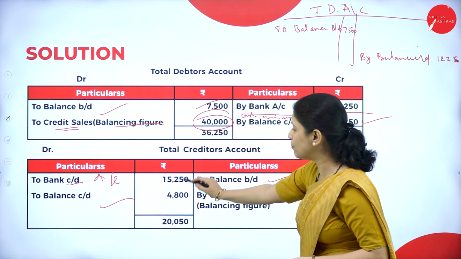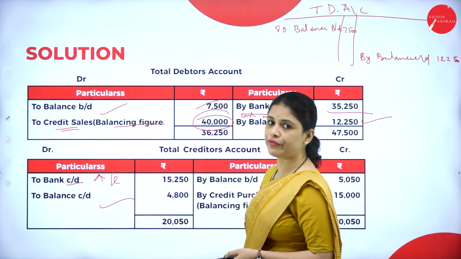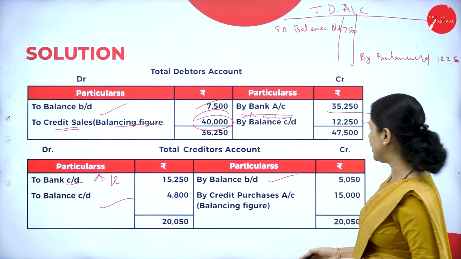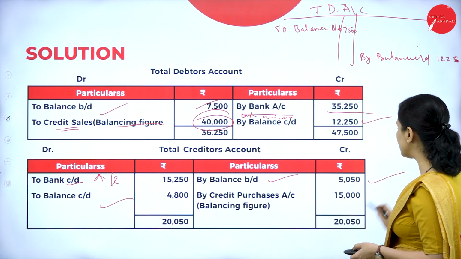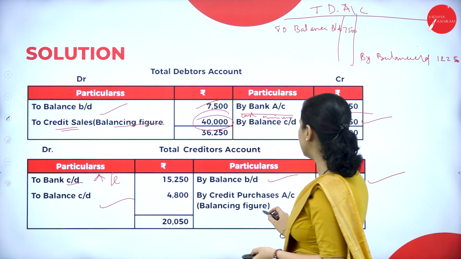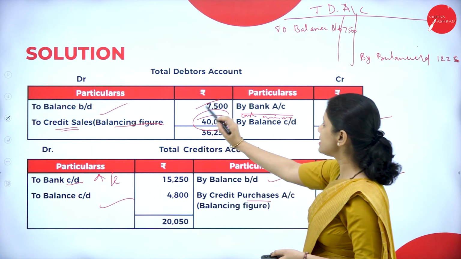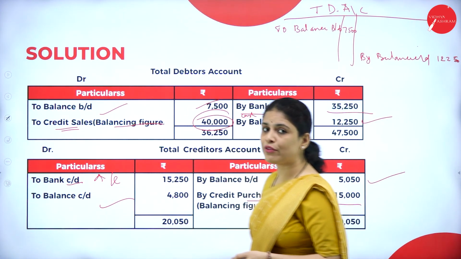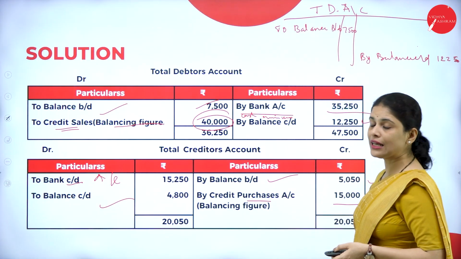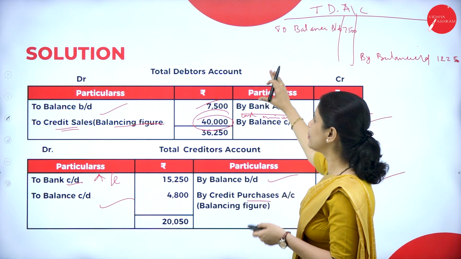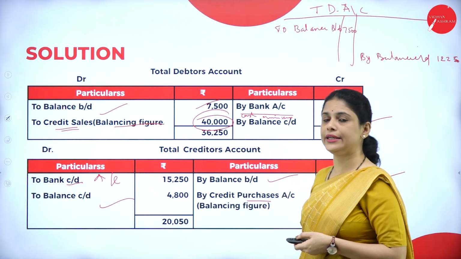So this side will come more. That's 15,250 plus 4,800. How much will be the total? 20,050. So whenever we deduct this 5,050, this 15,000 will come, right? This 15,000 will be the credit purchase. So the difference in the total debtors account is credit sale, and the difference in the total creditors account is credit purchase. So like this we have to do the total debtors account and total creditors account.